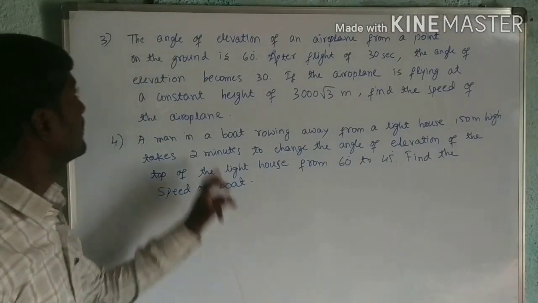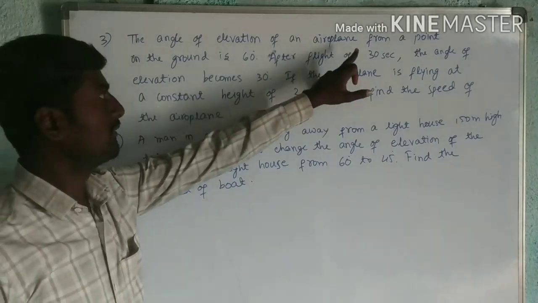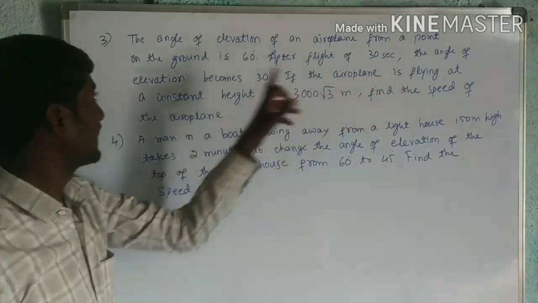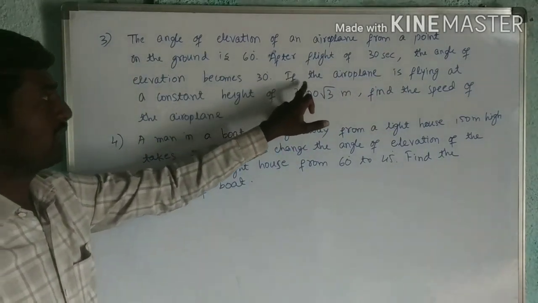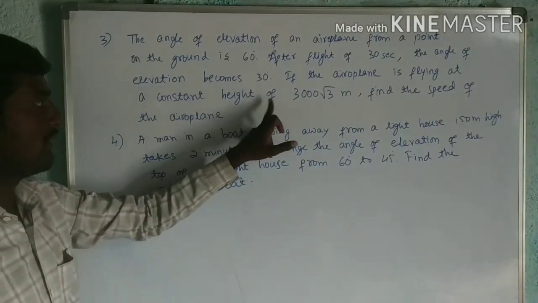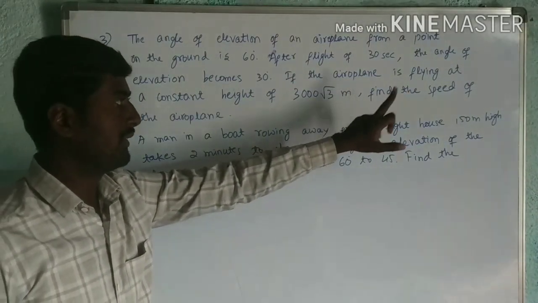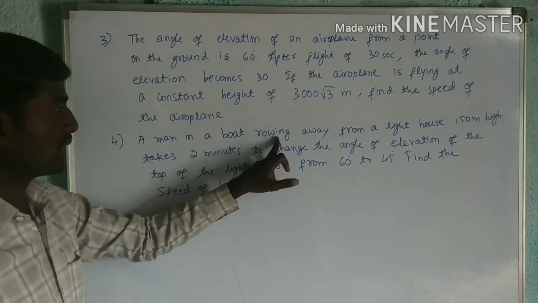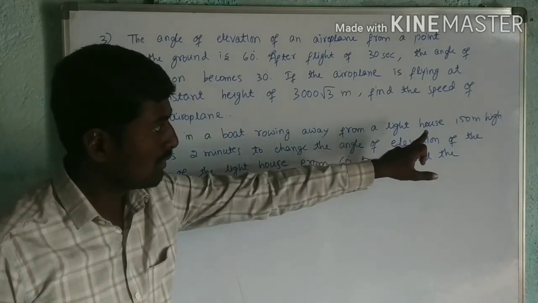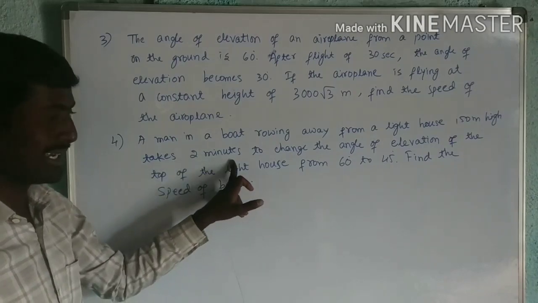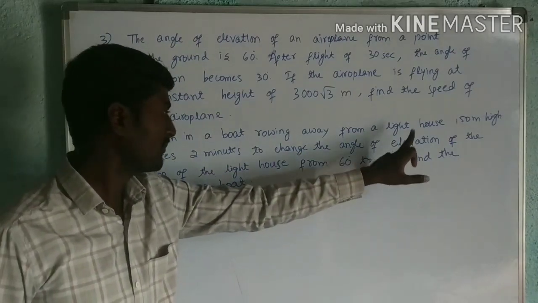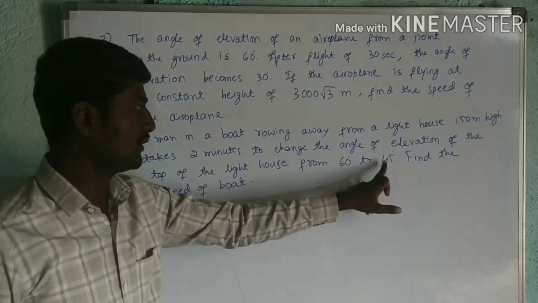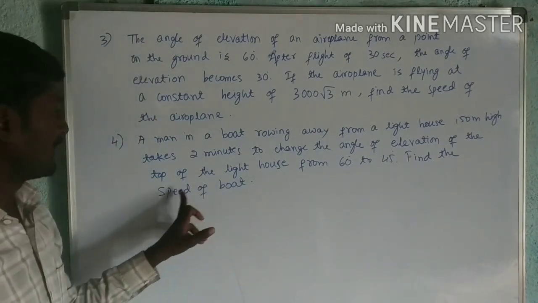Next, third question. The angle of elevation of an aeroplane from a point on the ground is 60 degree. After a flight of 30 seconds, the angle of elevation becomes 30 degree. If the aeroplane is flying at a constant height of 3000√3 meter, find the speed of the aeroplane. The next, fourth question. A man in a boat rowing away from a lighthouse 150 meter high takes 2 minutes to change the angle of elevation of the top of the lighthouse from 60 degree to 45 degree. Find the speed of the boat.